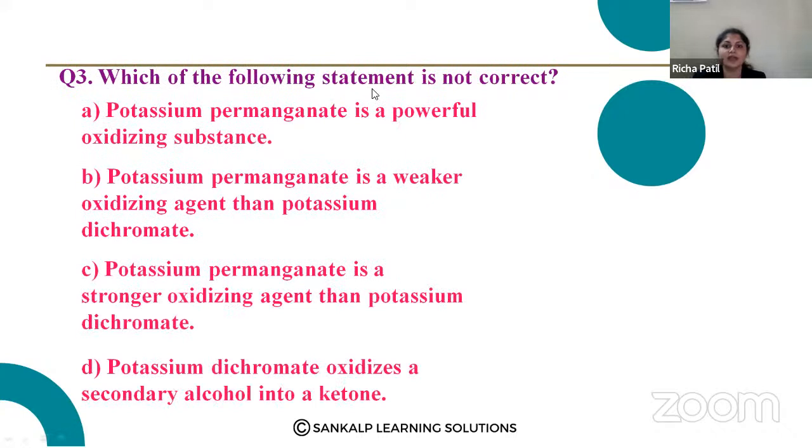Which of the following statements is not correct? Okay, potassium permanganate is a powerful oxidizing agent. Potassium permanganate is a weaker oxidizing agent than potassium dichromate. Potassium permanganate is a stronger oxidizing agent than potassium dichromate. Potassium dichromate oxidizes a secondary alcohol into ketone. Yes, which is not a correct statement?